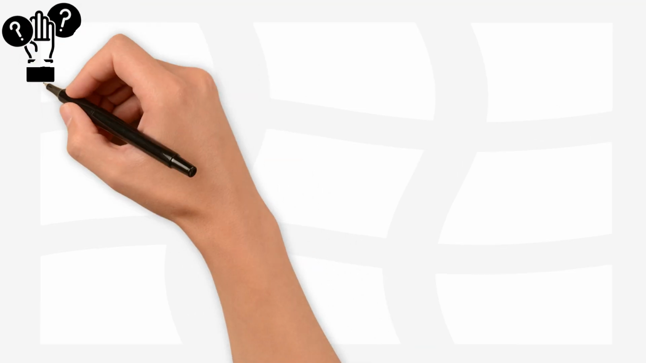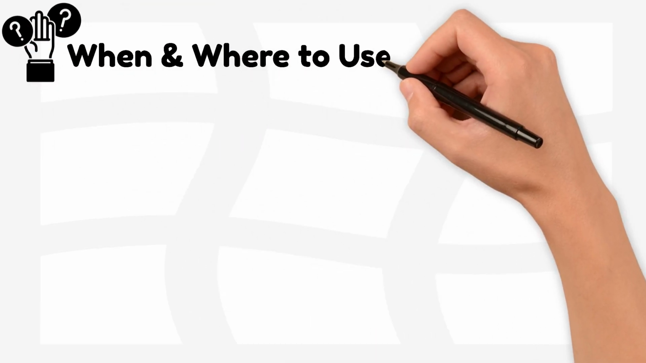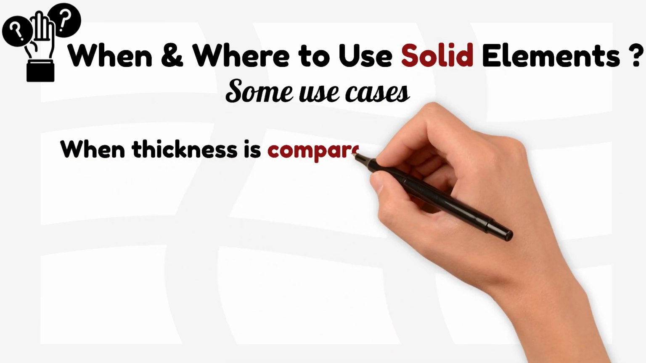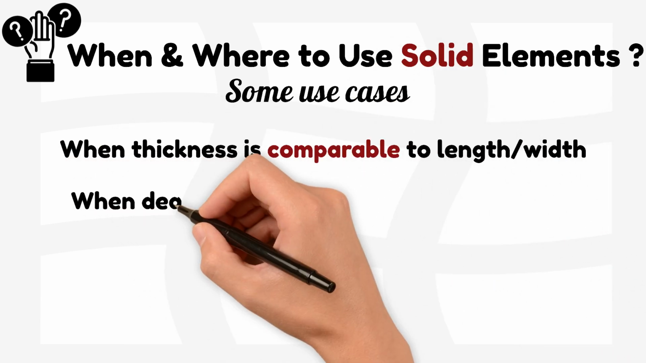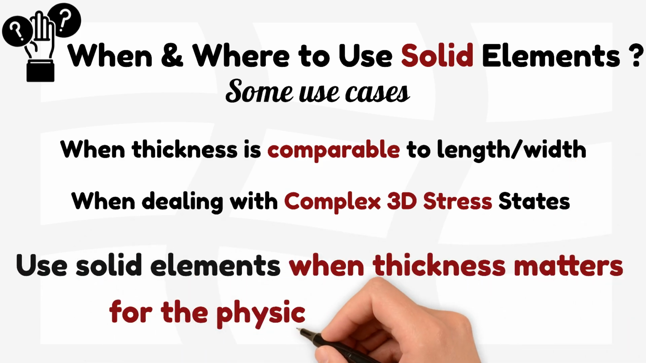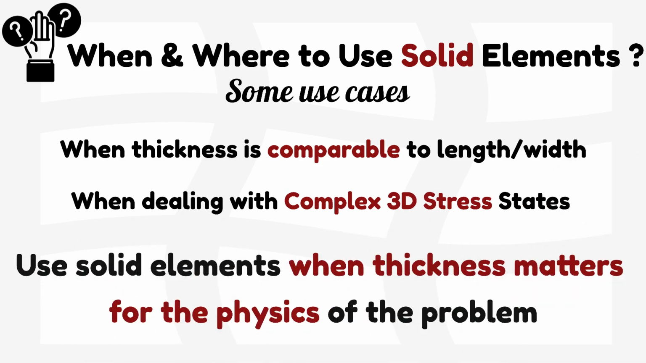So, when should you use solid elements? Use them when the part thickness is not small, when it's comparable to its length or width. In these cases, the full 3D stress field matters. Solid elements are also the right choice when you're dealing with complex 3D stress states, like in joints, corners, or contact zones. They can capture the through thickness effects that shells simply can't. In short, use solids when the thickness is important for the physics of your problem.